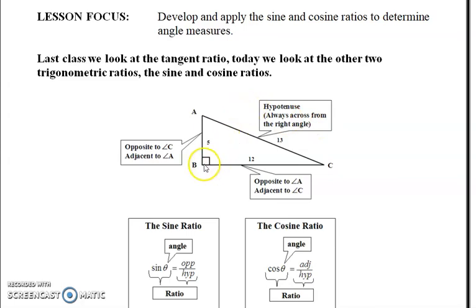The hypotenuse is obviously across from the right angle. If we're talking about angle A, the side 12 here would be opposite of A, and 5 would be adjacent to angle A. And if we're talking about angle C, 5 would be opposite of angle C, and 12 would be adjacent to angle C.